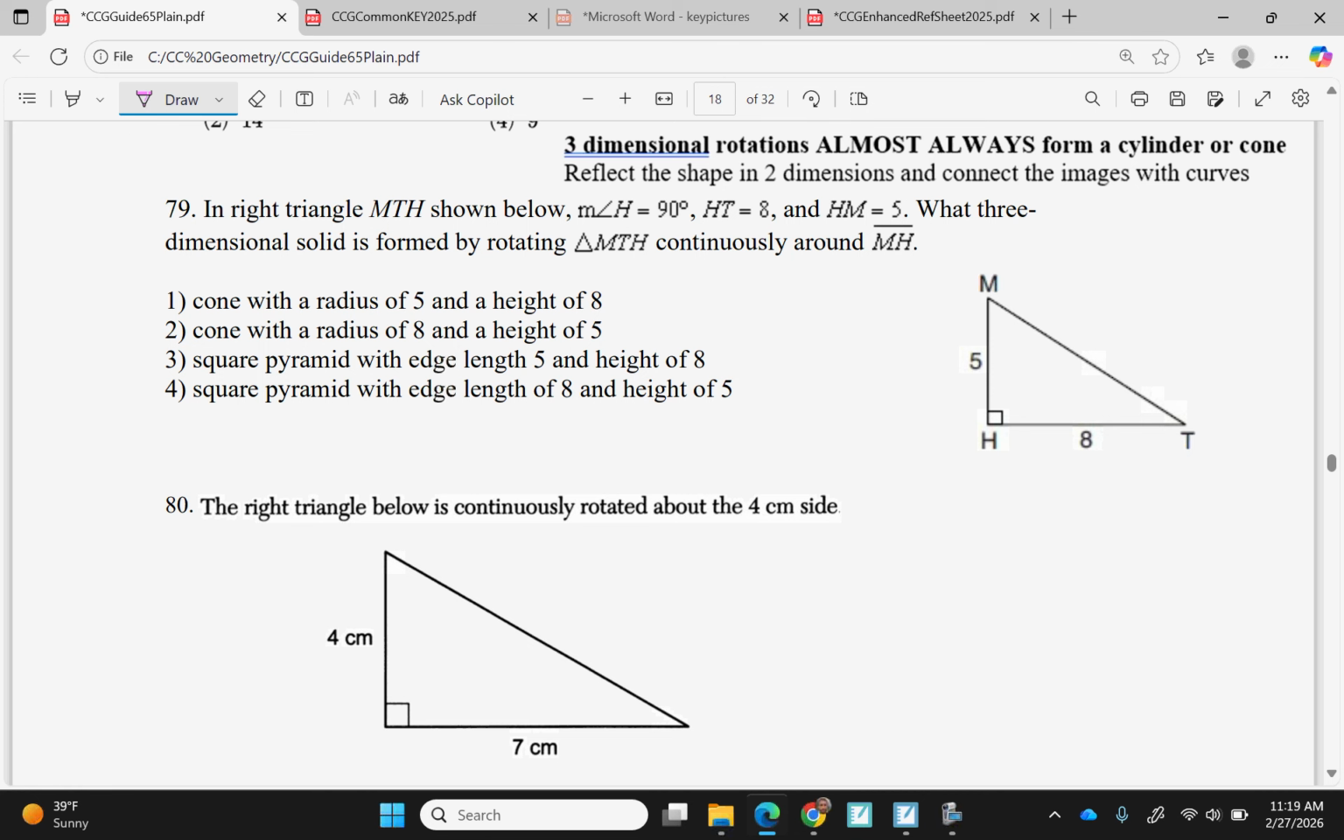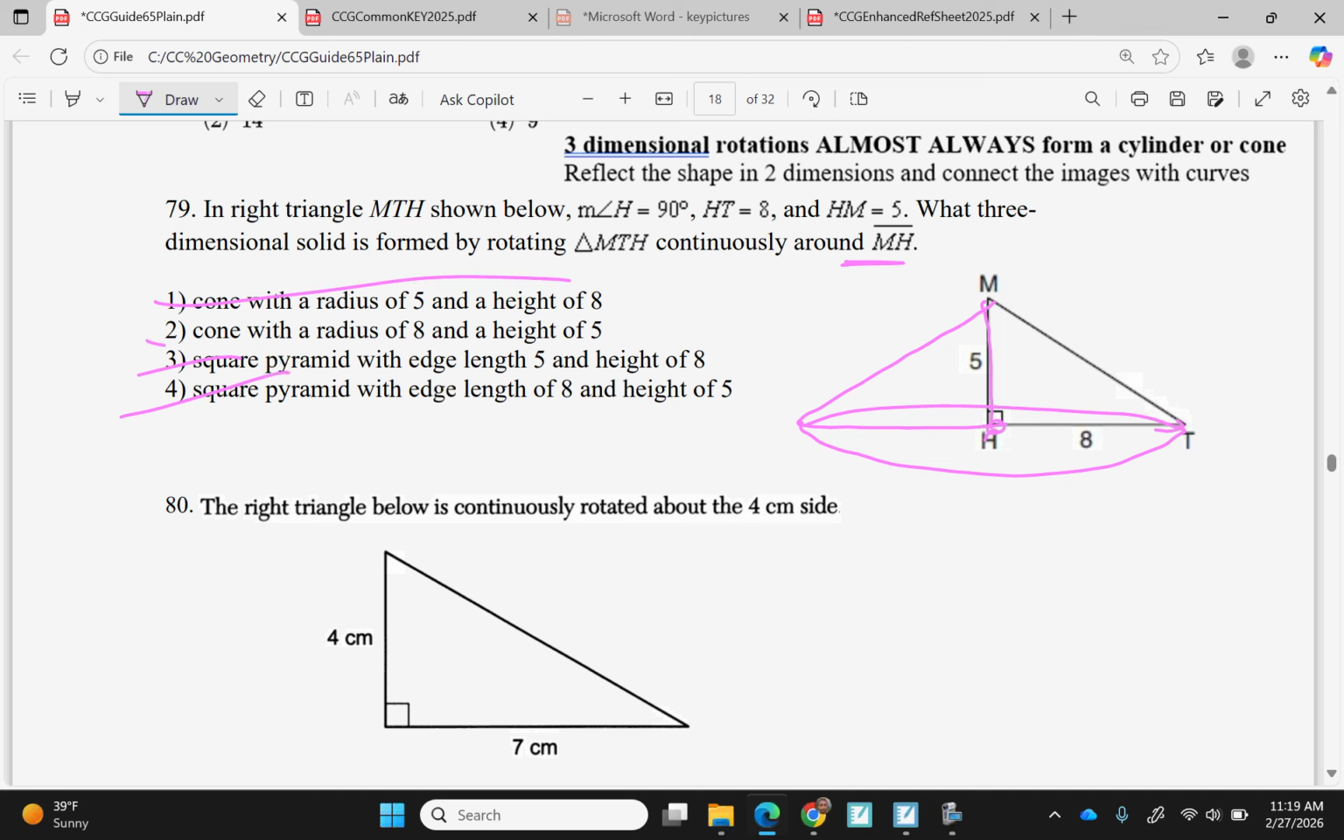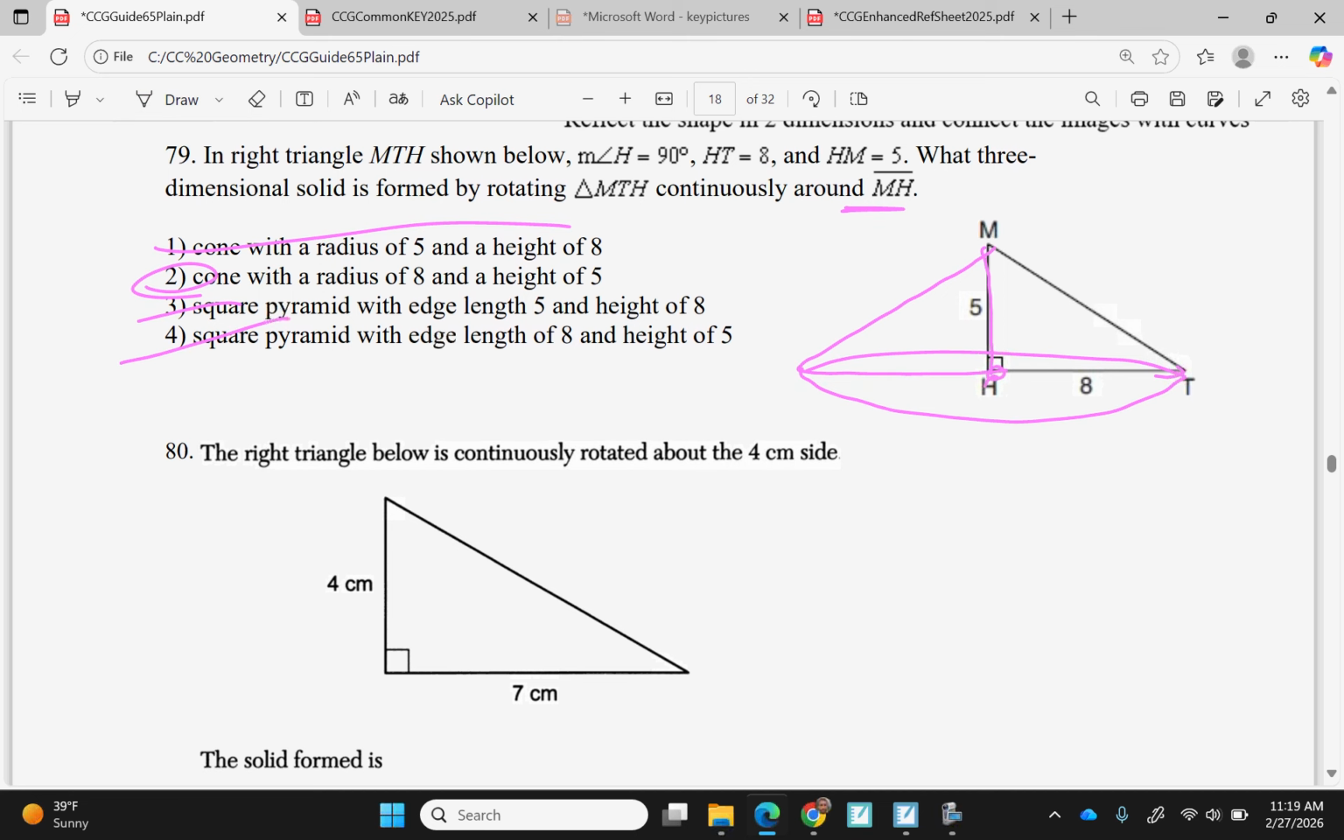Step 1, I'm going to reflect the shape in 2 dimensions. So it wants me to rotate around MH. So I'm going to start by reflecting over MH. And I connect the original and the image with curves. What am I looking at? I'm not looking at a pyramid. I'm looking at a cone. The radius of that cone is 8. The height of that cone is 5. Reflect in 2 dimensions, connect with curves, and that's it.